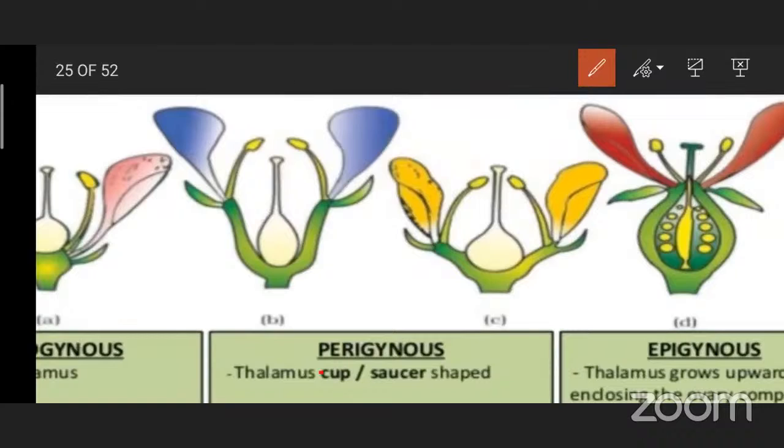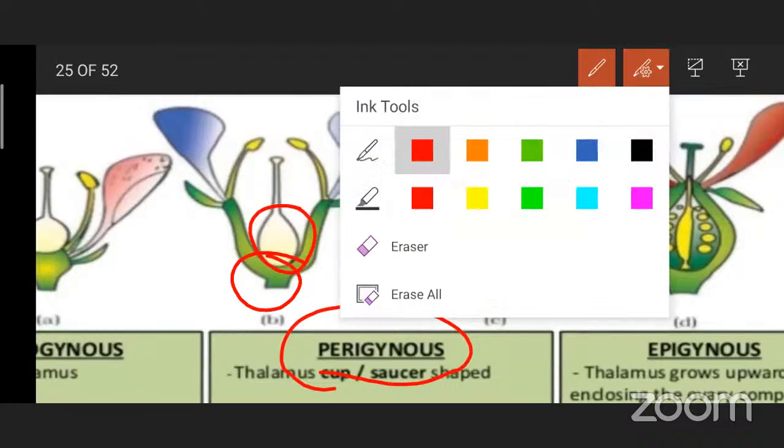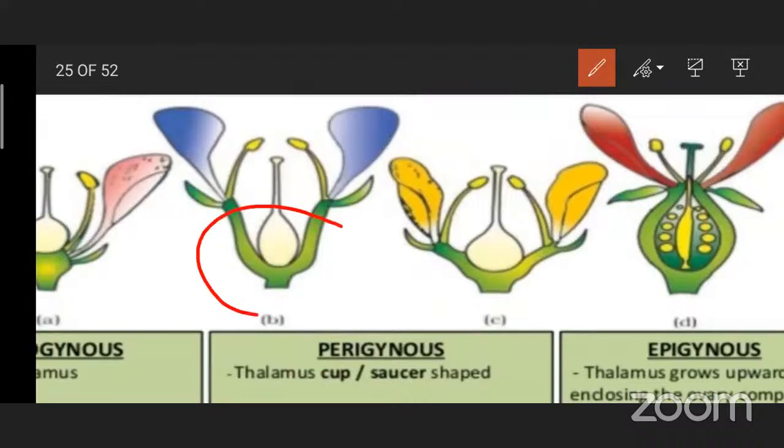When we observe perigynous, the gynoecium is arranged in the center of the thalamus. The thalamus has a cup or saucer shape. The ovary has a half superior, half inferior position. See here, this is the gynoecium, arranged on the thalamus. The ovary has a half superior, half inferior position.